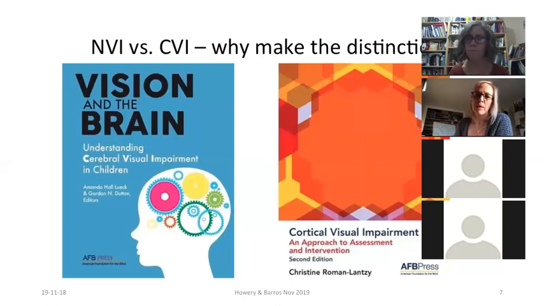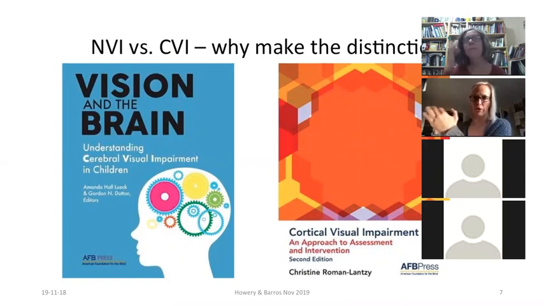So the next slide I put up kind of talks about NVI, neurological visual impairment. We just use that word, brain-based, versus CVI, cortical visual impairment. Why make the distinction? I think in the vision world, we're really trying to wrap our brains around those two terms, when to use them, why to use them, why are they interchangeable. Christine Roman, the textbook that's more red or orange in color, she would say they're not interchangeable terms, and I would agree with her. She herself in this textbook says that CVI, as she defines it with the CVI Range, which we'll get into a little further in the talk, is a subset of neurological visual impairment, of this broader cerebral brain-based visual impairment.